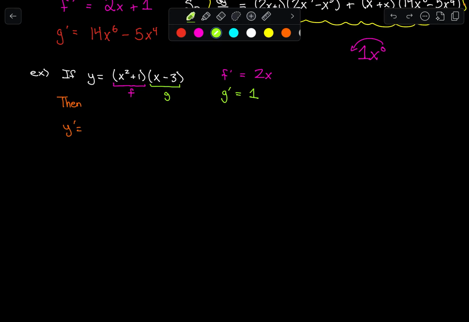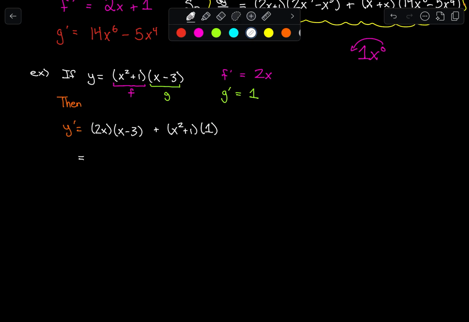And then using our formula again, we're just going to write down f prime, 2x, times g, so x minus 3, and then plus f, which is x squared plus 1, times g prime, which in this case is just 1, but I'll write it down anyway. So there we go. And now for this particular example, I'm going to multiply things together and simplify it just because it won't take too much effort.